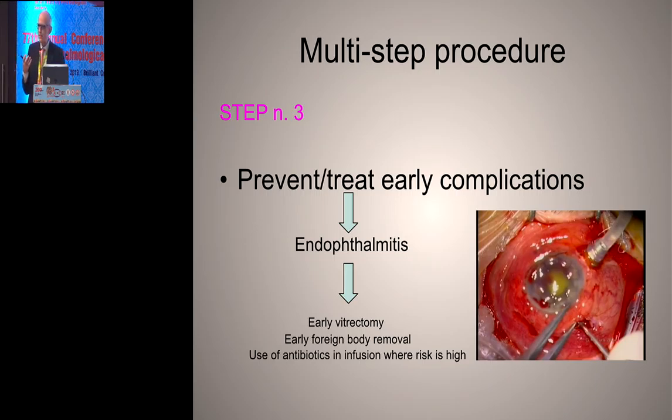The third step is preventing early complications. These include mostly endophthalmitis, and we know that in certain cases we must have early vitrectomy, for example, when we have organic foreign bodies present in the eye.